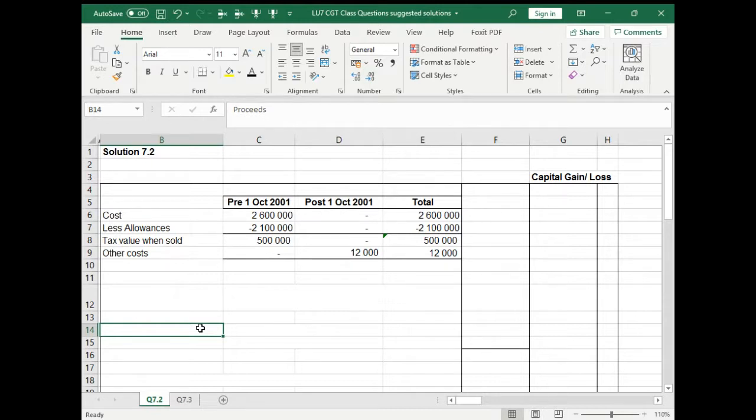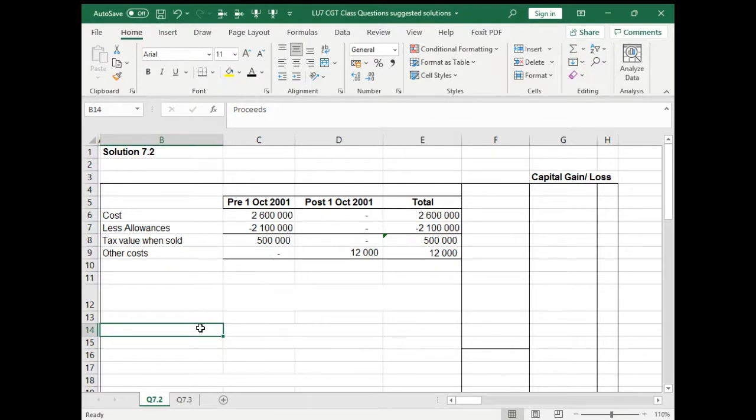Then the allowances, they tell us for this building, we claimed an allowance of 2.1 million already. Okay? We haven't claimed anything on the post. So now we say, what is the tax value? We are working out the tax value, and we need this information for the recoupment as well as when we want to work out our valuation date amounts to see if there's additional information. So we know the tax value when we disposed of it was 500,000.